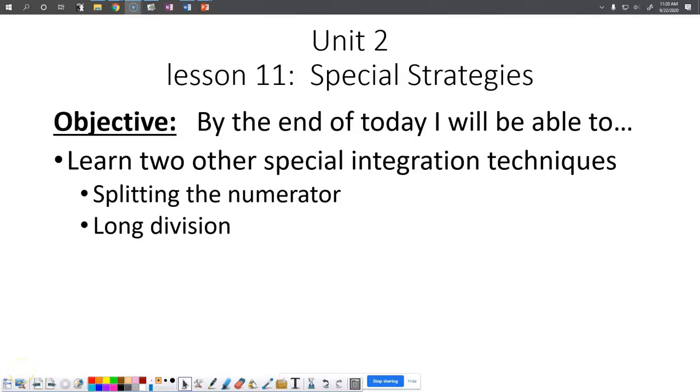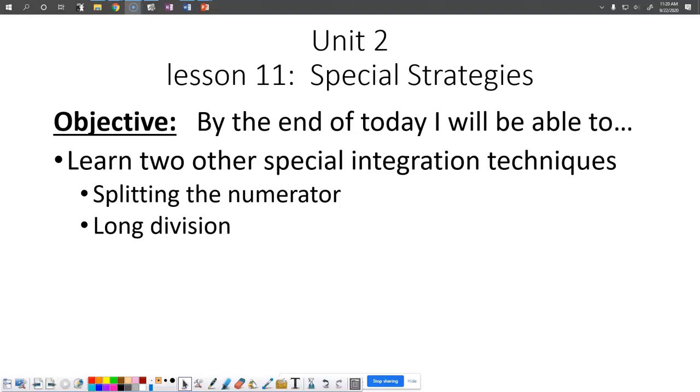We're going to talk about two special integration strategies today. The first one happens fairly frequently. The second one is kind of uncommon, but I have seen it come up here and there, so it's worth talking about. It's called long division. So let's go ahead and jump into these two special types of problems.